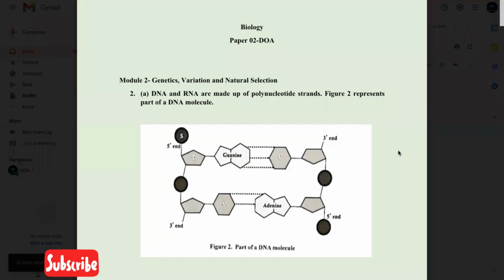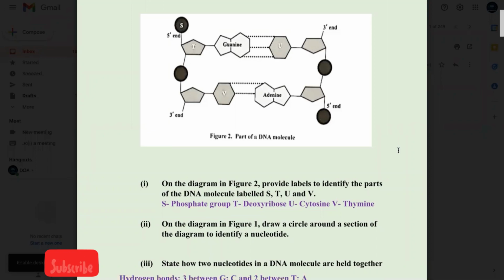Figure 2 represents part of a DNA molecule. Let's take a minute to look at Figure 2. Part 1. On the diagram in Figure 2, provide labels to identify the parts of the DNA molecule labeled S, T, U, and V. First thing you should ask yourself here is, what is DNA?